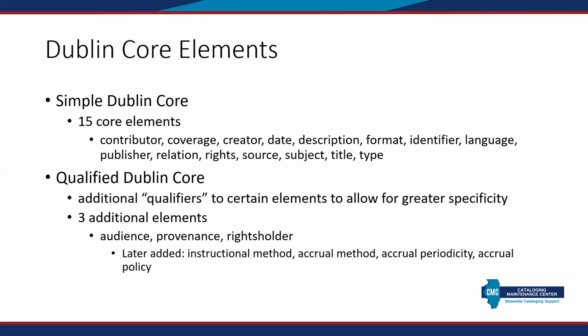The 15 core elements are contributor, coverage, creator, date, description, format, identifier, language, publisher, relation, rights, source, subject, title, and type. Qualified Dublin Core added the use of qualifiers for certain elements to allow for greater specificity, and also added the elements audience, provenance, and rights holder. Later on, the elements instructional method, accrual periodicity, and accrual policy were also added.